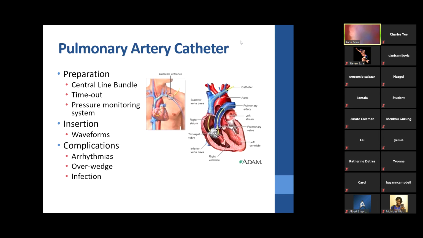You're going to insert the catheter by waveforms, and some of the complications that might ensue because you have a catheter going into the heart: once again, you could irritate the heart muscle and cause arrhythmias. You could push the catheter in too far into the pulmonary artery and cause an obstruction of the pulmonary artery. And then anytime you insert something into a patient past their normal protective mechanisms, you're looking at infection.